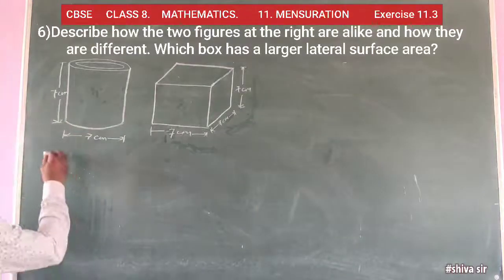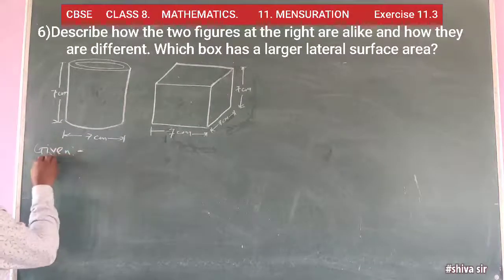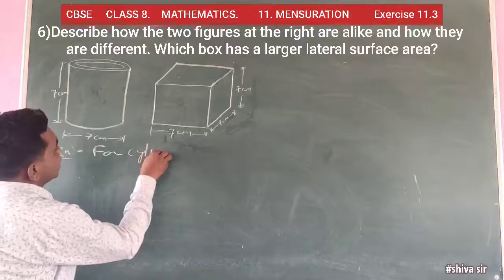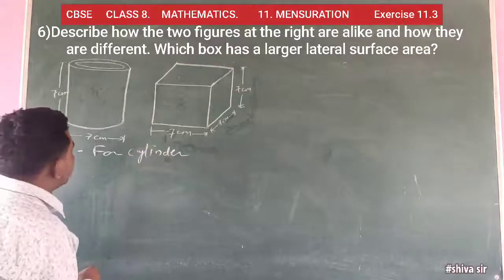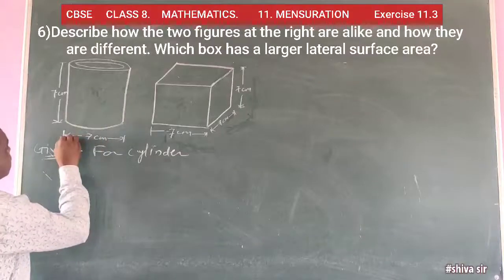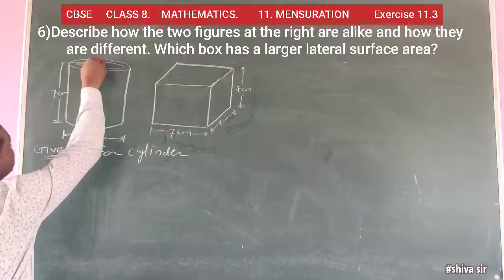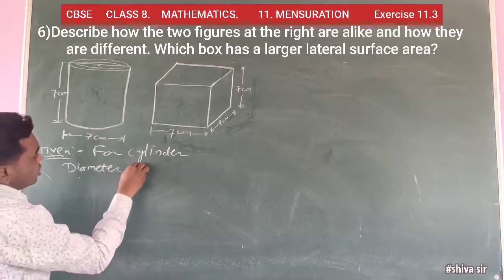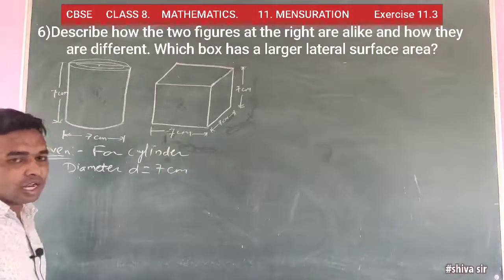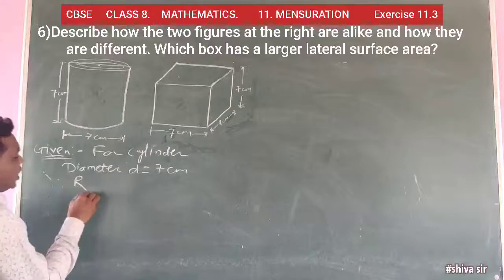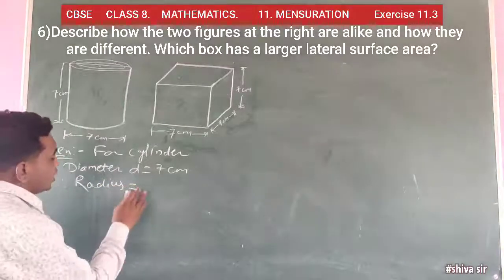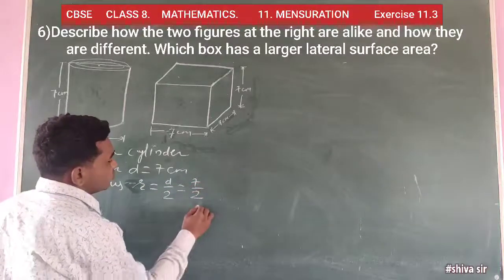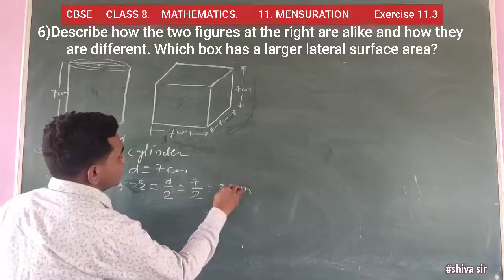Okay, so firstly write down the given values. Given values means first we calculate for the cylinder. For the cylinder, if this is the 7 centimeter value given, that means this is also 7. So for the cylinder, diameter d is equal to 7 centimeter. Therefore radius r is equal to d upon 2, that means 7 upon 2 is equal to 3.5 centimeter.